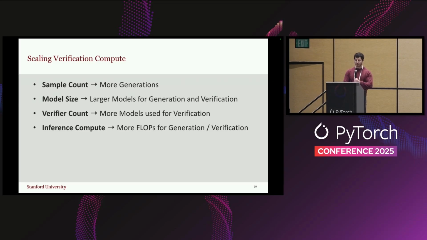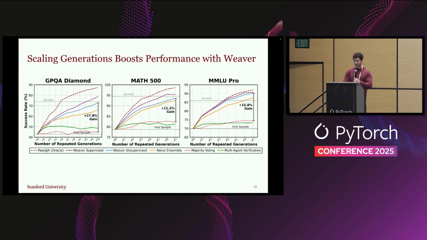And finally, you can actually moderate the inference compute, so the actual number of FLOPs that you spend towards generation and verification, and get different variations in inference quality. What we find is that scaling generations continues to boost performance with Weaver, so that's super exciting. As we scale by binary factors, we can get better and better performance, at least up to 1,000 examples, which is what we explored with this original study.